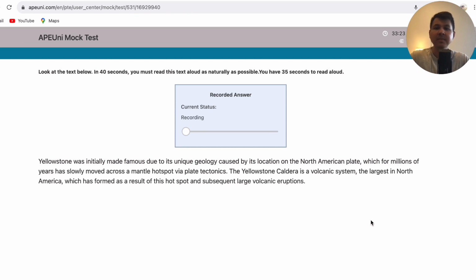Yellowstone was initially made famous due to its unique geology caused by its location on the North American plate, which for millions of years has slowly moved across a mantle hotspot via plate tectonics. The Yellowstone caldera is a volcanic system, the largest in North America, which has formed as a result of this hotspot and subsequent large volcanic eruptions.